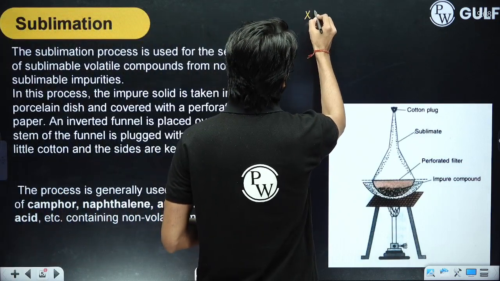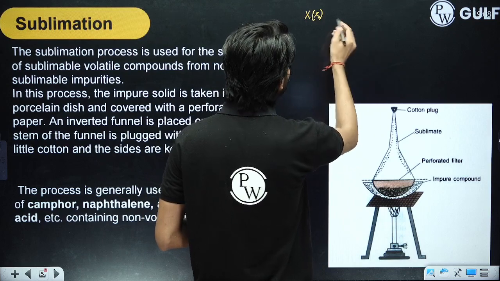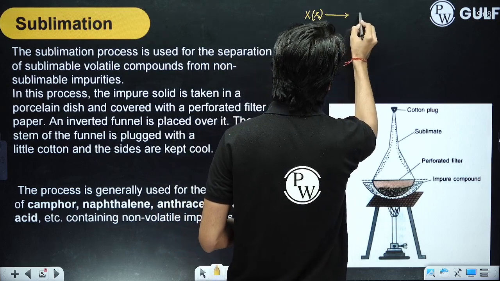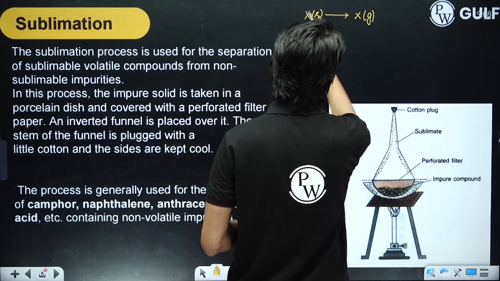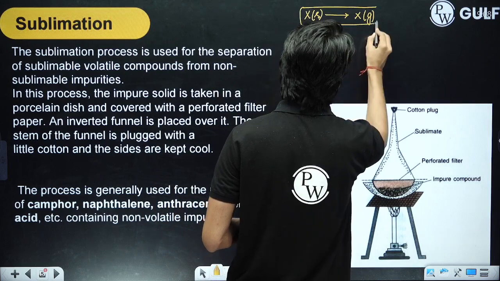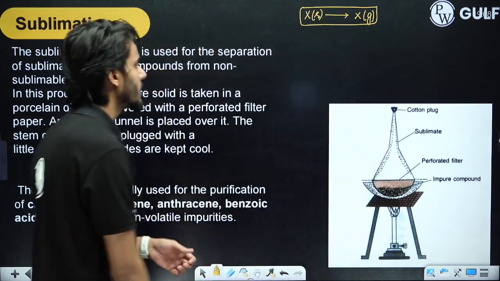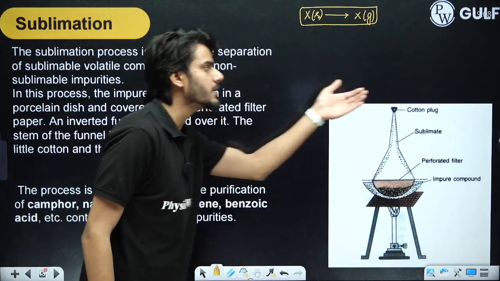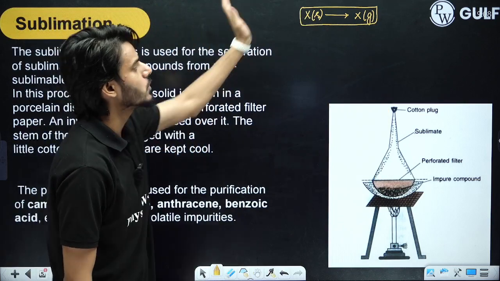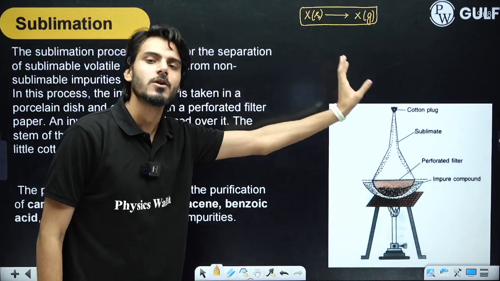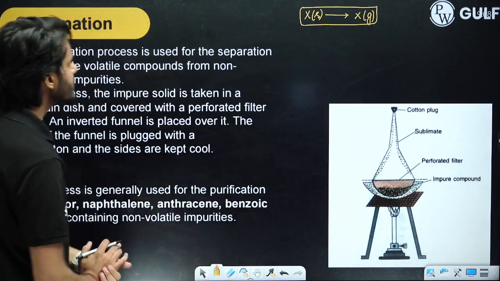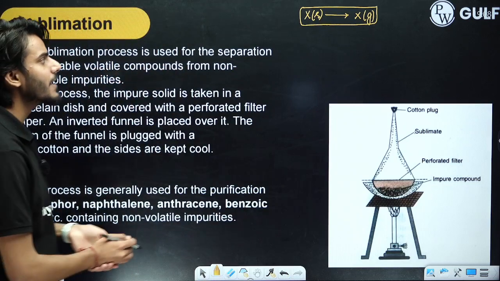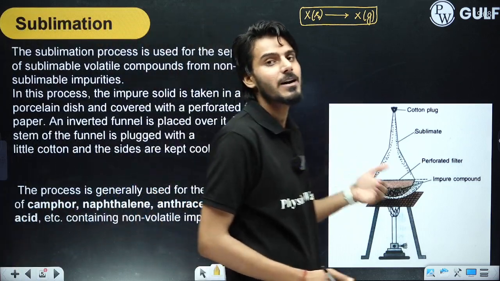If any substance can directly convert into its gaseous state, this is what we call the sublimation of that particular substance, guys. If anything can directly convert from its solid state to the gaseous state, this is what we call sublimation. Now let's understand what sublimation is and how we can use it to purify an organic substance.